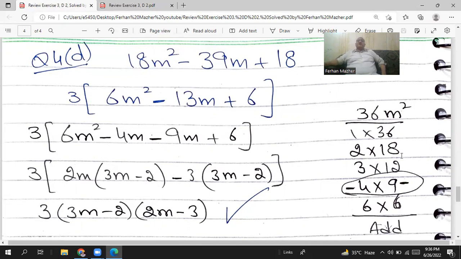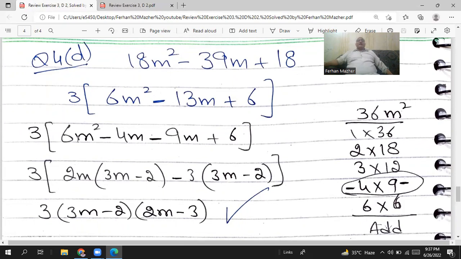You get 1 into 36, 2 into 18, 3 into 12, 4 into 9, 6 into 6. And here with the third term, you have a positive sign. So here I will write add. So I am looking for that pair which by addition will give me minus 13. In addition, we give the same signs because you want negative numbers. So both of them will be given the negative number.